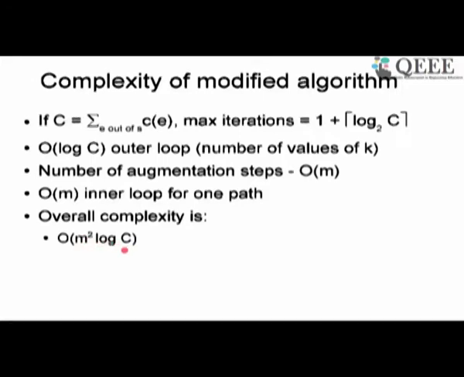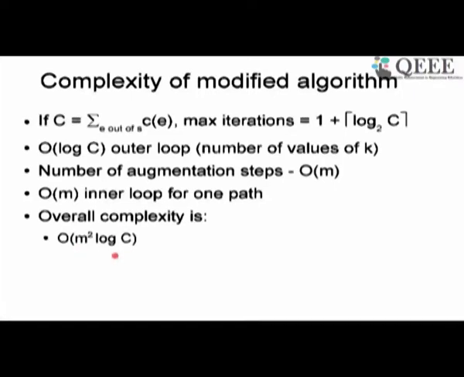Remember, c can be very large, so capacity can be like 1 million or something. So then log c becomes small, and m square might still be a small number. You might have 100 edges. You have 10,000 multiplied by log c, which is going to be much smaller than 1 million multiplied by 100 or something.